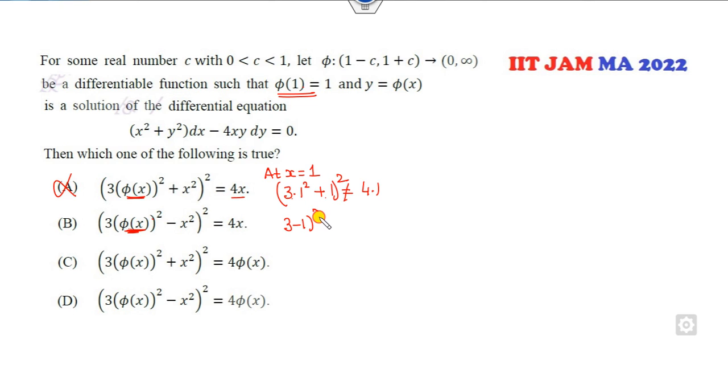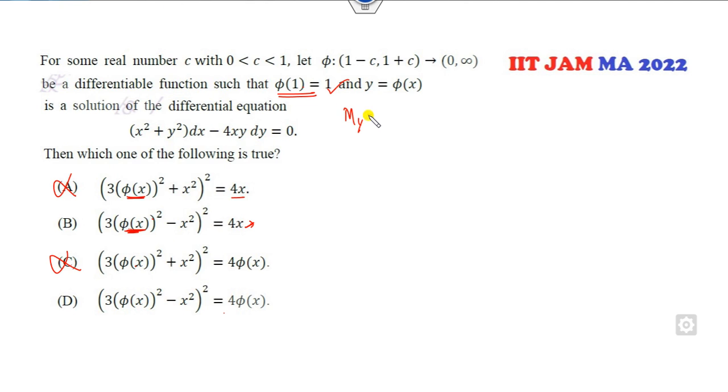3 minus 1 square is 4. It is satisfied. This value, 3 into phi of 1, is 1, plus 1, square is 4. Phi of 1 is 1. So 4 square is 16. Again this option is cancelled. From this case, 3 into 1 minus 1 is 4. So this is satisfied. So B or D may be the right answer. So I can discard A and C.